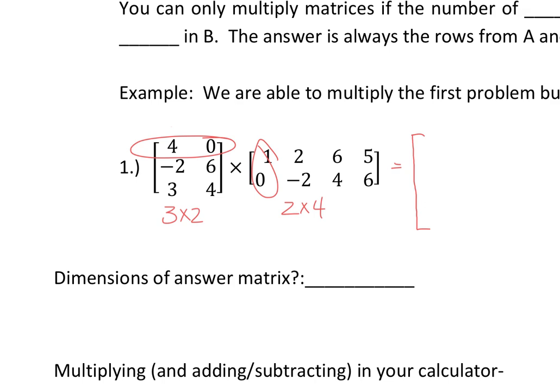All right, so we'll start here by just doing the typical. We've got our first row. Let's take the first number 4 and multiply it by the first number 1. So we'll do 4 times 1.